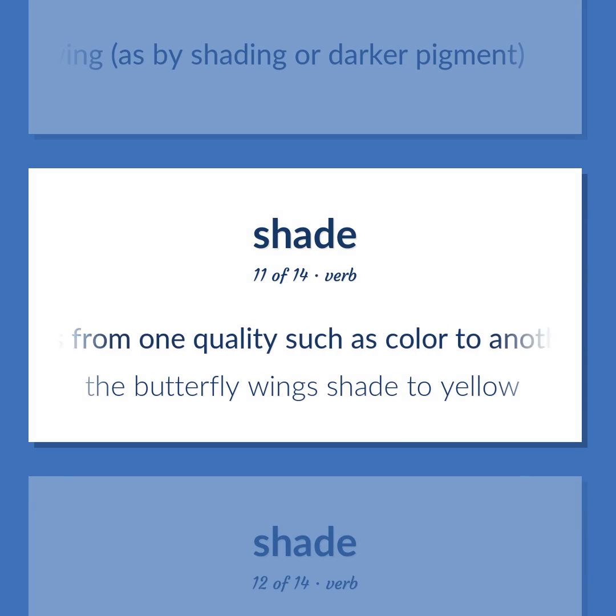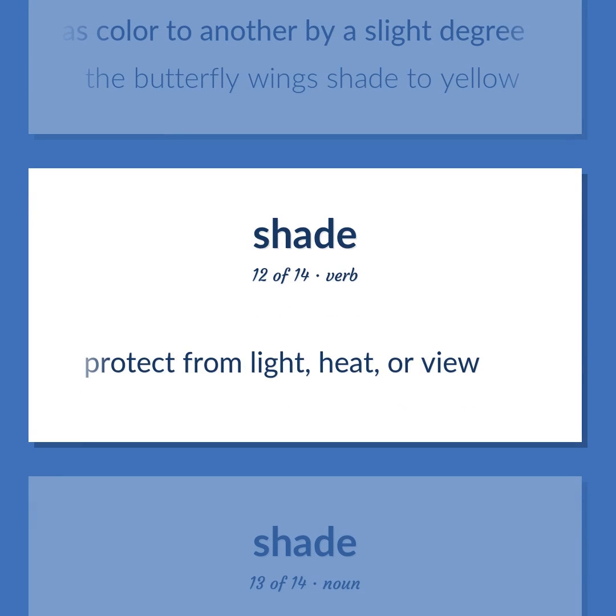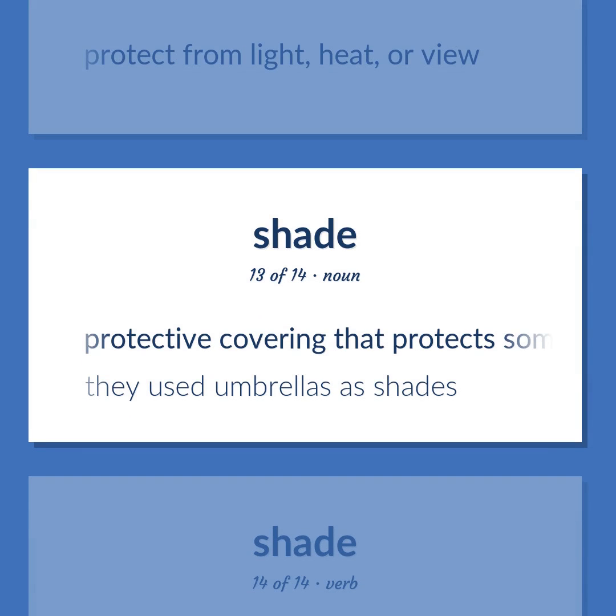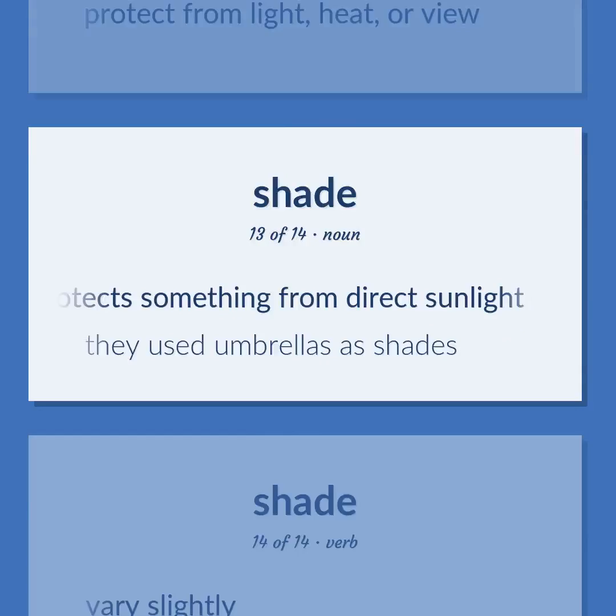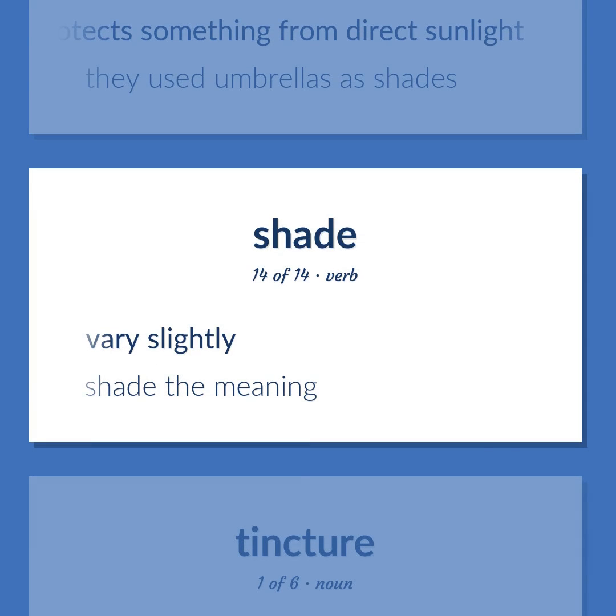Pass from one quality such as color to another by a slight degree. The butterfly wings shade to yellow. Protect from light, heat, or view. Protective covering that protects something from direct sunlight. They used umbrellas as shades. Very slightly. Shade the meaning.